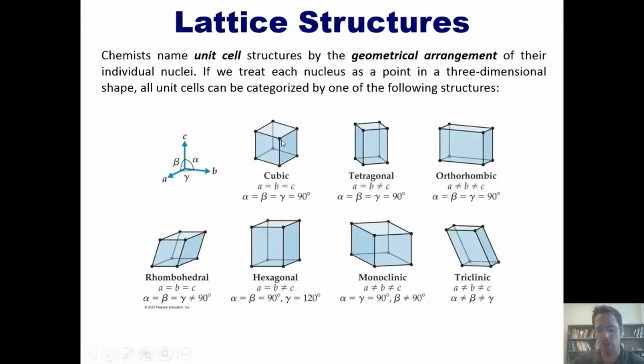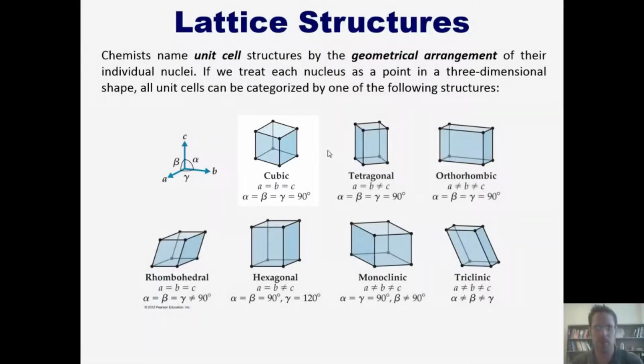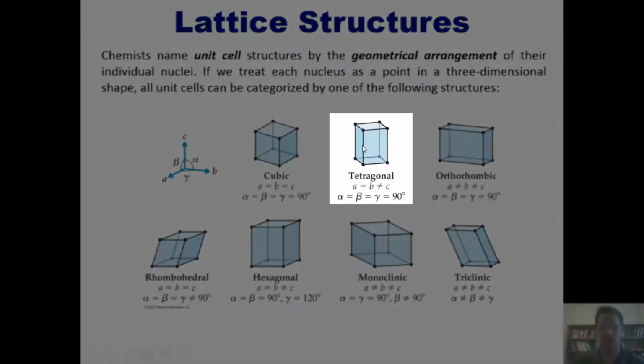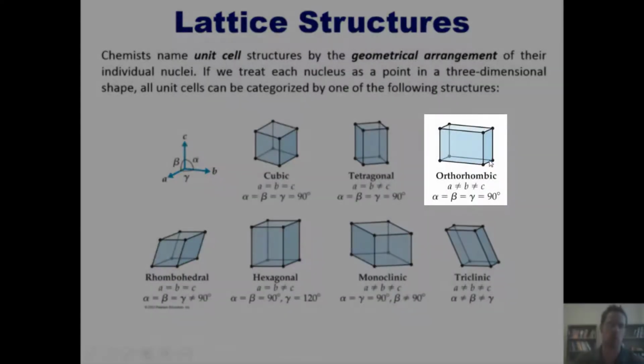As we've seen before, if each of the nuclei form a repeating cube where all of the distances between the nuclei are equal inside that box and all of the angles are 90 degrees, we call that unit cell a cubic unit cell. If, however, one of the sides is longer than the other two, it's tetragonal. If none of the 3 sides are equal, then it's orthorhombic.